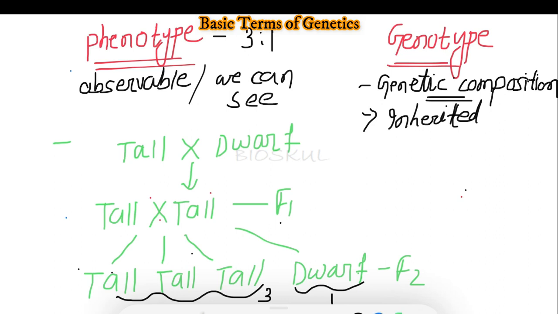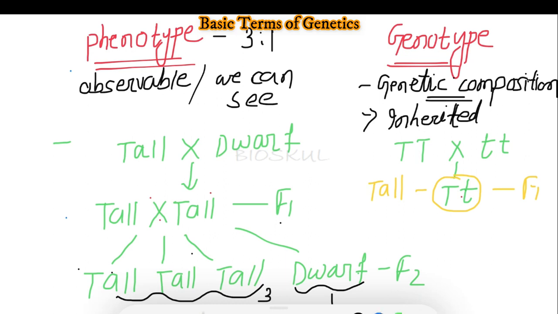Similarly, for the genotype, he took a tall plant, but here we are looking at the genetic composition, not the observable character. So let me write it as alleles. The tall plant has capital T, capital T, 2 alleles, and the dwarf plant has small t and small t. So in the F1 generation, he got a plant with the genetic composition capital T and small t.